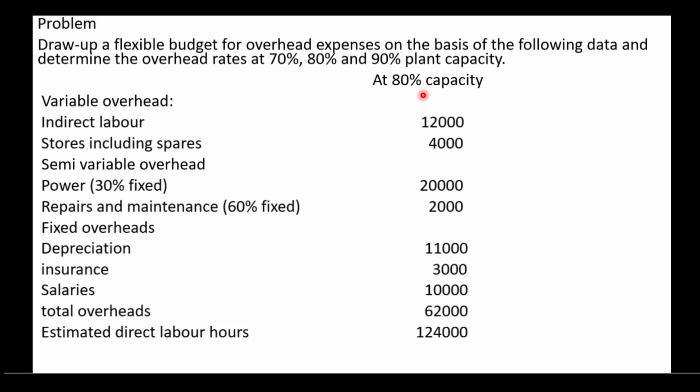On the basis of this 80% capacity, we find out the amount of the total cost of 70% and the 90% capacity.